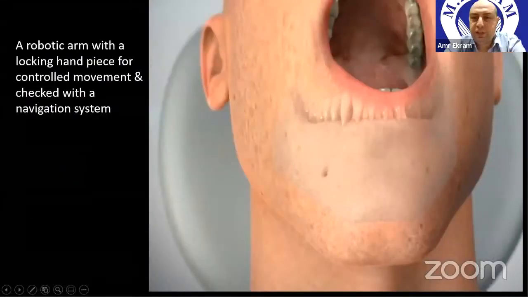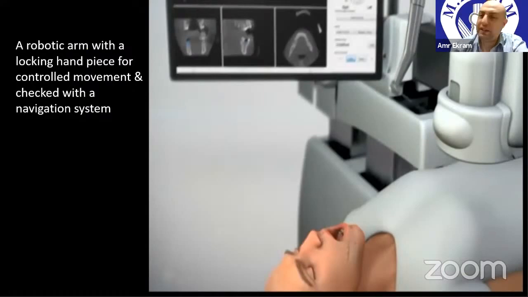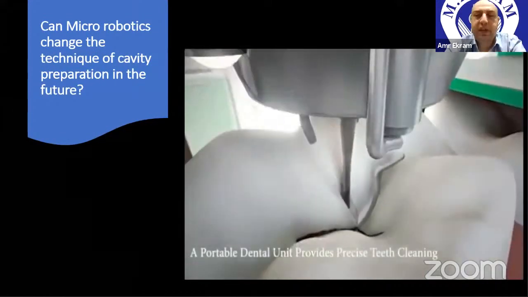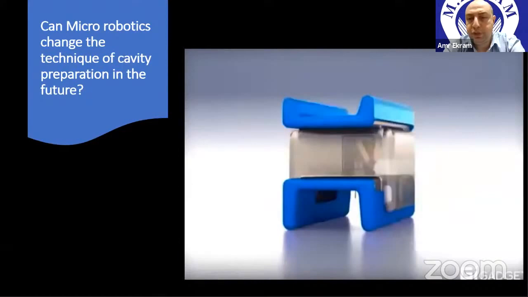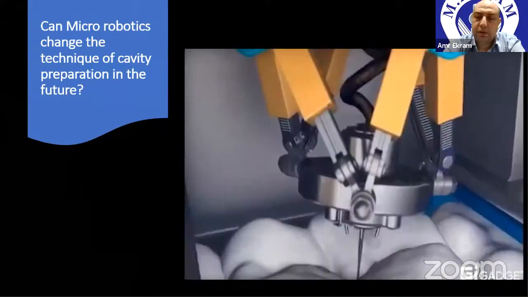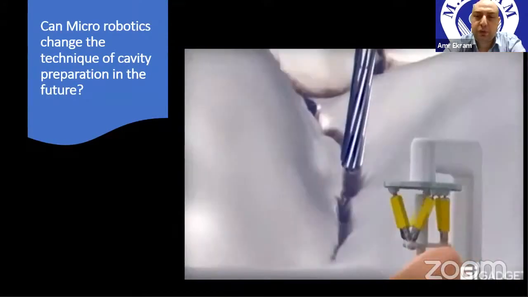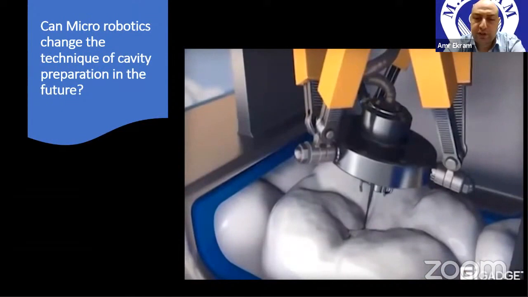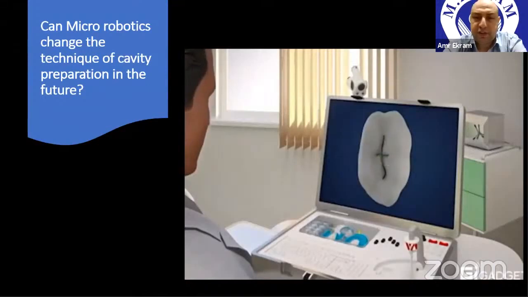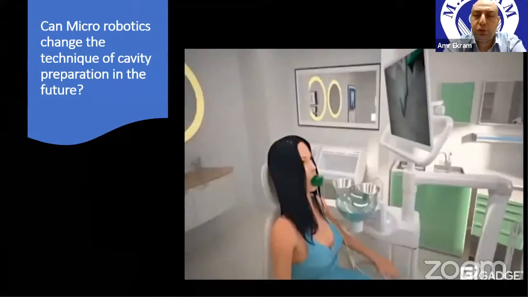Another application of robotic surgery that is still in progress, not yet available, is doing cavity preparations using micro robots connected to the computer with a console and a haptic arm. You can just insert the micro robot with the camera in the patient's mouth, and you can do your cavity preparation while sitting on your office chair. Of course, this is still not available, but this is in progress. This is what they are trying to do in the future.